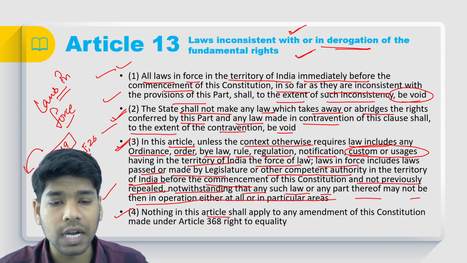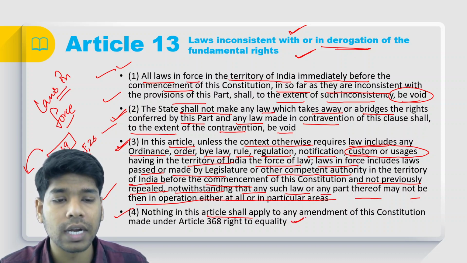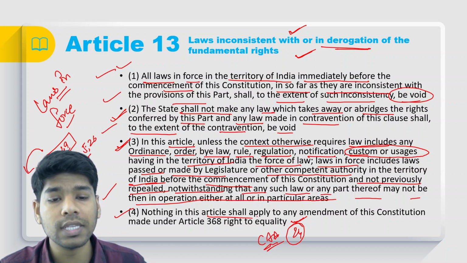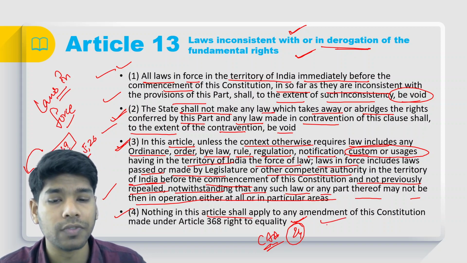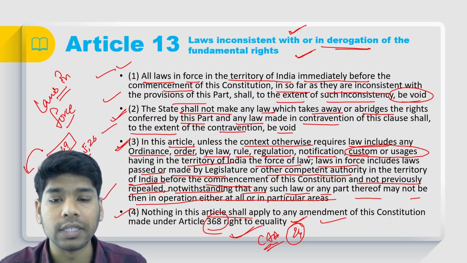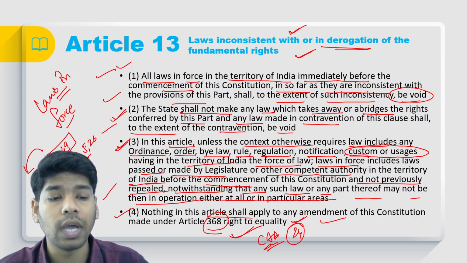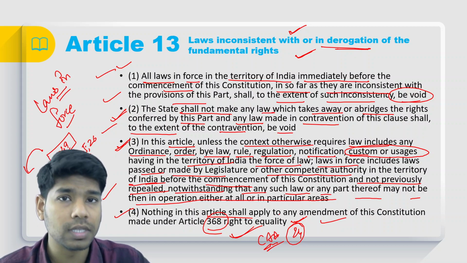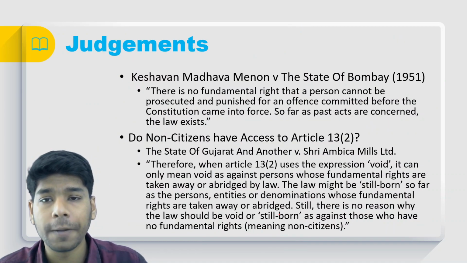And nothing in this article shall apply. This was added by the later amendment, Constitutional Amendment Act 24, right? So CAA 24, Constitutional Amendment Act 24. Nothing in this article shall apply to any amendment of this constitution made under Article 368. So this is the right to amend the fundamental rights. So we'll see whether these fundamental rights can be amended or not.